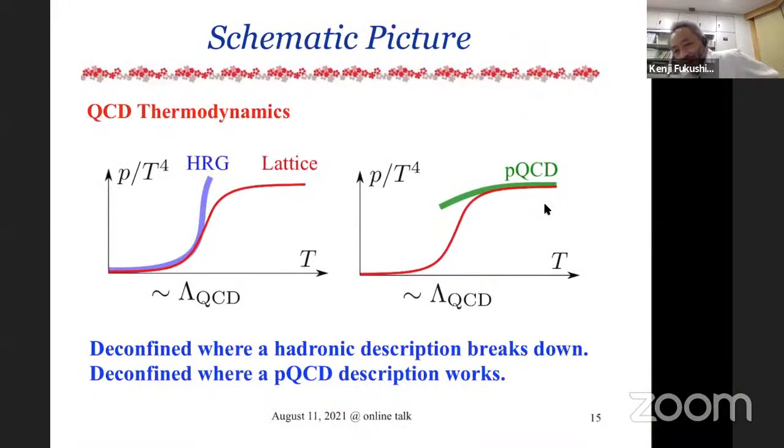And in this way, you can understand the QCD phase transition in the following way. If you see the behavior of the QCD thermodynamics, the pressure usually behaves like this, and that can be computed from the first principle lattice simulation. As a function of temperature around the Lambda QCD scale, you have a smooth crossover from the hadronic phase to the quark-gluon plasma, the plasma state in terms of quarks and gluons.